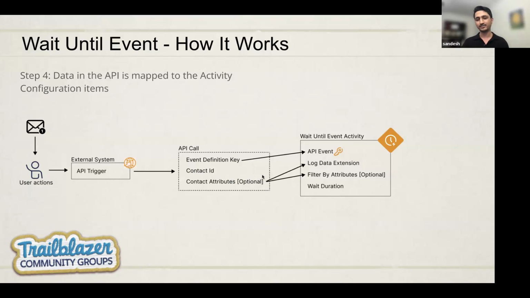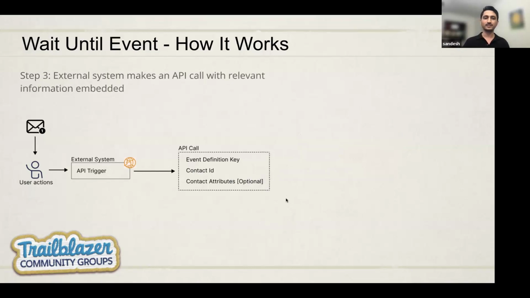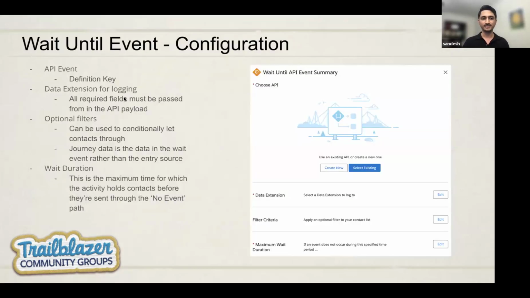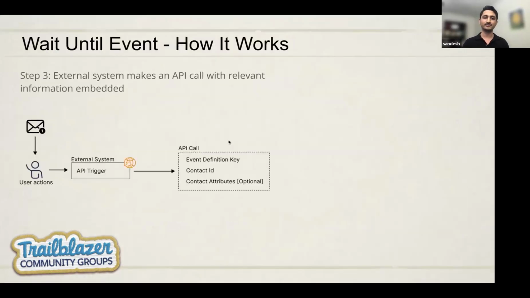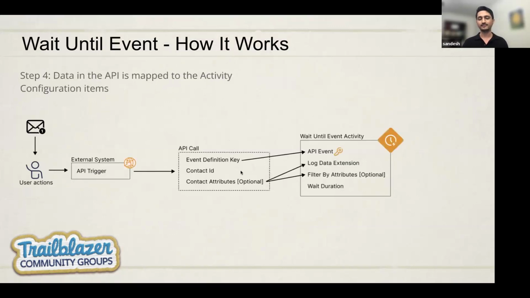But the contact ID also really goes into the log data extension because this data extension needs to be, sorry, I should have mentioned this earlier. The data extension that we pick here needs to be sendable. Right? So it'll at least have that contact ID as a field. And this contact ID that comes in through the API call will go into that specific column of the data extension.